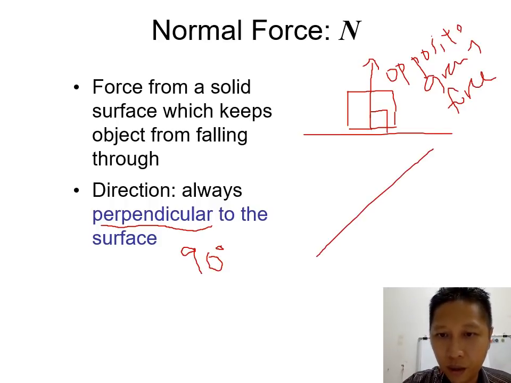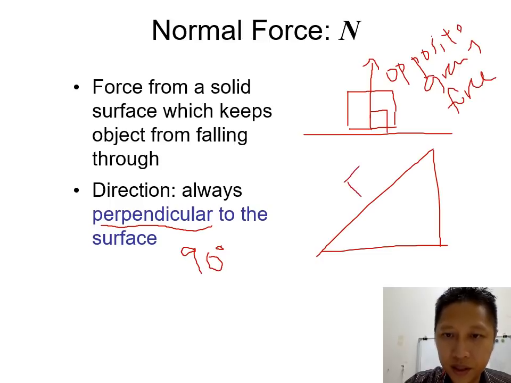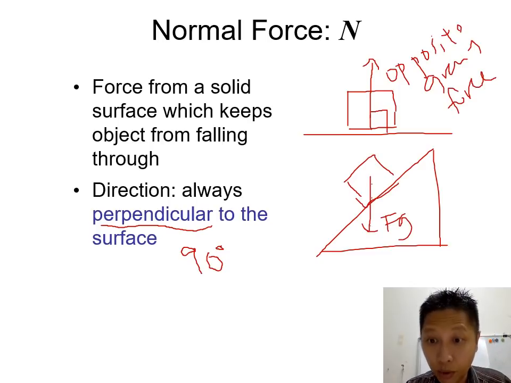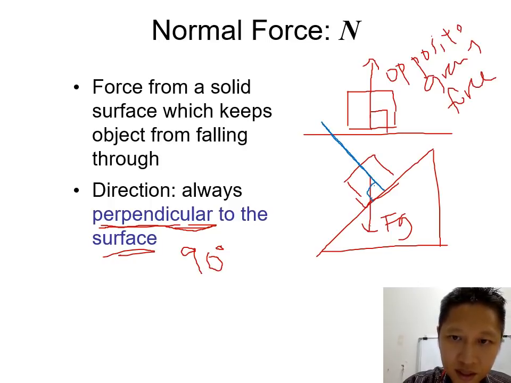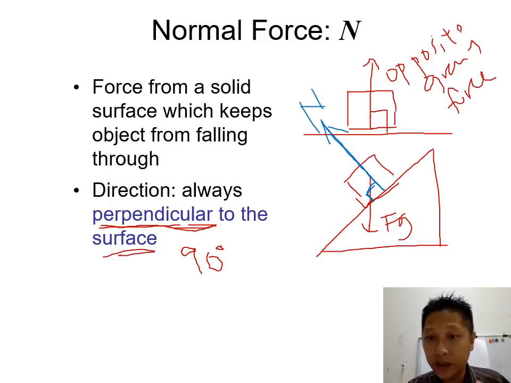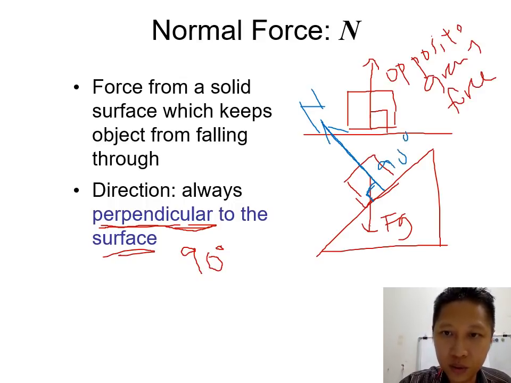But for the case that the object is on top of an inclined slope, this is the gravity force. So what is the normal force? The normal force is the force that is perpendicular to the surface, 90 degrees to the surface. So I'm going to use the blue color to identify it. This is the normal force. See, that's the difference. It's not always opposite to the gravity force. It depends on the surface. 90 degrees to the surface.